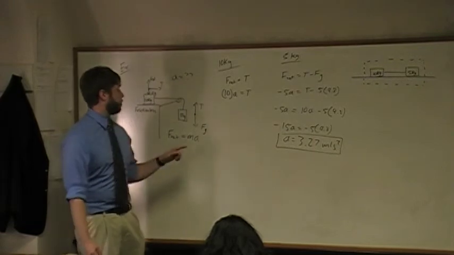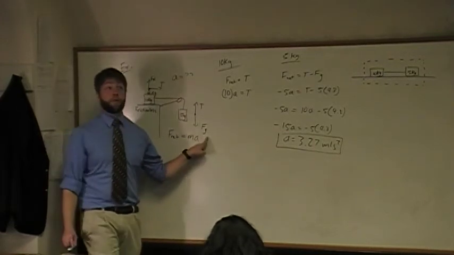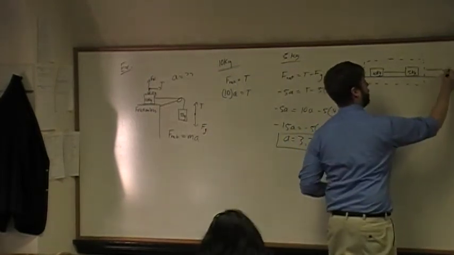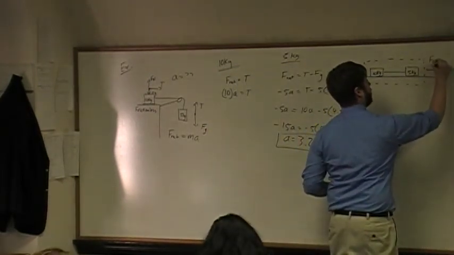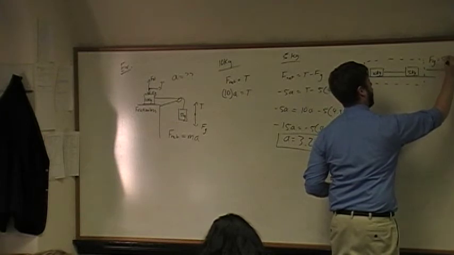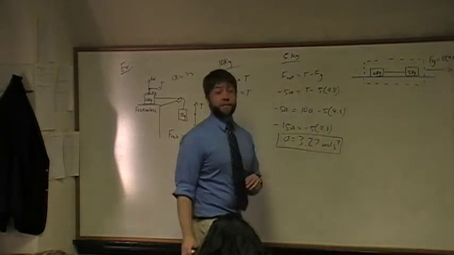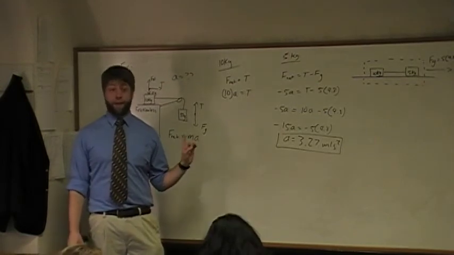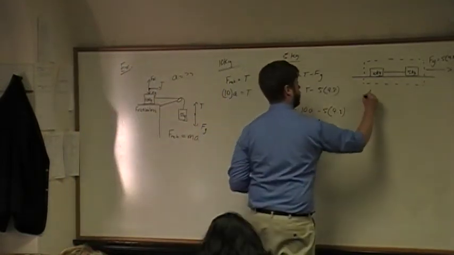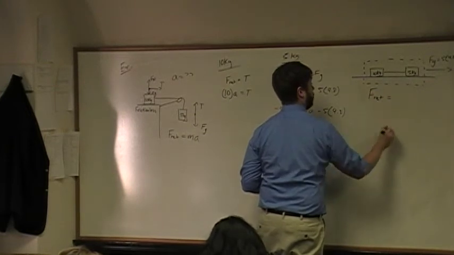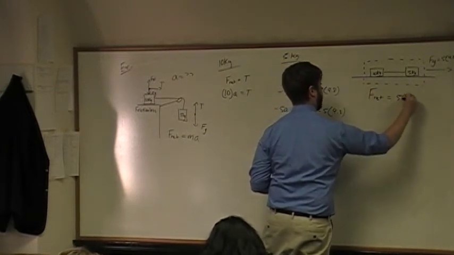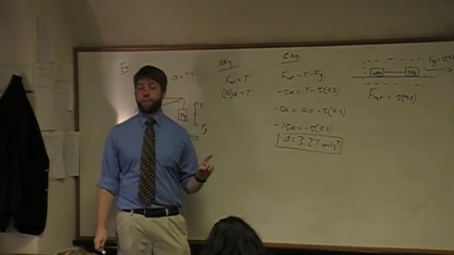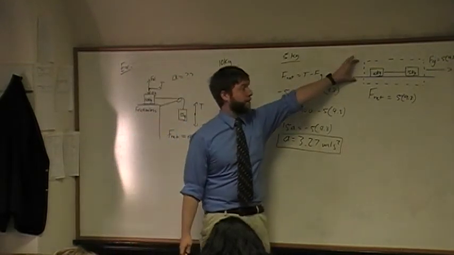What's the only force trying to move the system? Gravity. The force of gravity on which block? The 5 kilogram block. So this is the force of gravity, which is 5 times 9.8, correct? So that's the only force in my problem, which means it's the net force. So the net force is equal to 5 times 9.8. That must be equal to the mass times the acceleration of everything inside the box.